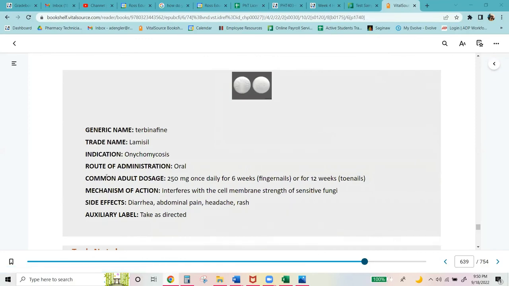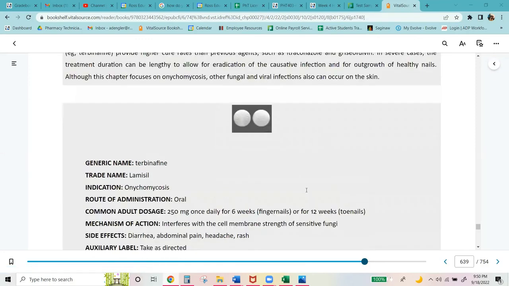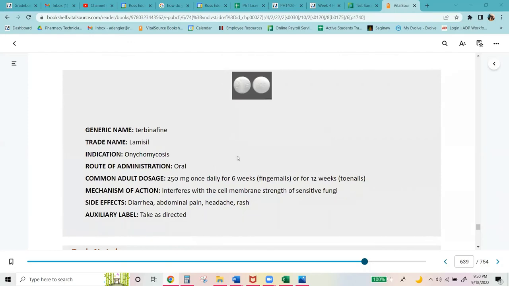Lamisil, the cream, also comes in a tablet that's prescription only, and it is indicated for onychomycosis.